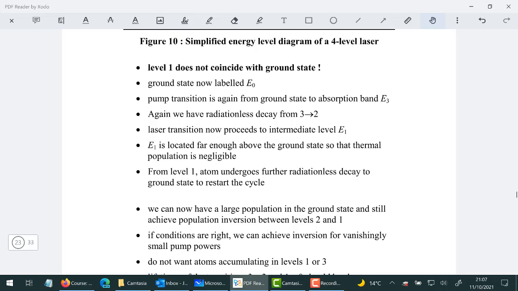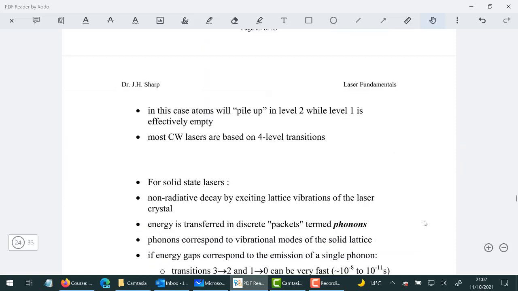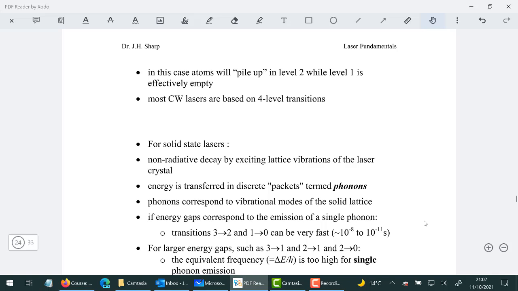So level 1 doesn't coincide with the ground state. Fantastic, we now have an energy level called E0. We pump from E0 up into level 3, we have radiationless decay into level 2. We then go down into level 1, and then level 1 falls down into level 0 as quickly as possible. Okay. So if those conditions are met, then we have the atoms piling up in level 2 and getting larger and larger population inversion.